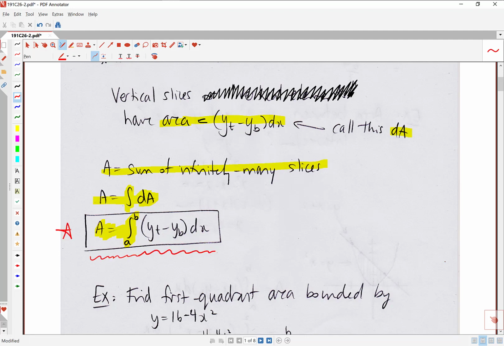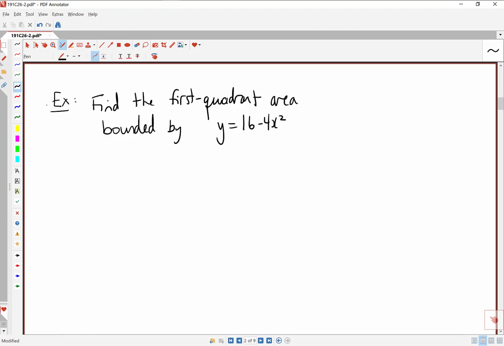So I'm going to put a star beside this, and we're going to do a few examples, probably 3 examples, to practice this formula. Our first problem is to find the first quadrant area bounded by y equals 16 minus 4x squared. Well, sketching a curve is going to be quite important in these problems. So let's sketch maybe from x equals 0 to say x equals 4, just to get a sense of what's going on. So at x equals 0, our curve is up here at 16. At x equal 1, our y value is looking like 12. So I'll just say 12 is here. And then by x equal 2, oh, we're down at 0.